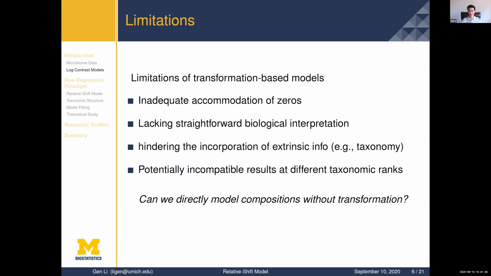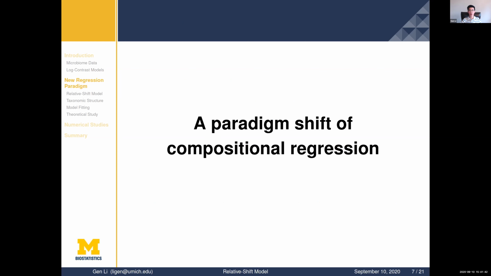Then our question is, can we come up with some alternative way to model this compositional data? More specifically, can we directly model them without this transformation? And the answer is yes. And that's what I'm going to talk to you about today, our new work. We propose a new paradigm for compositional regression, what we call the relative shift model.